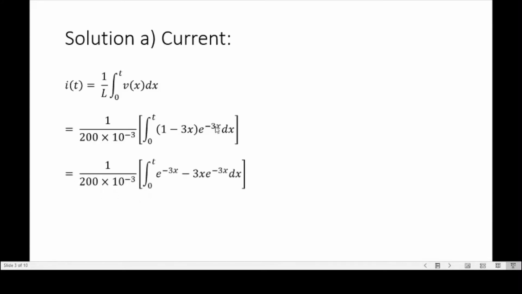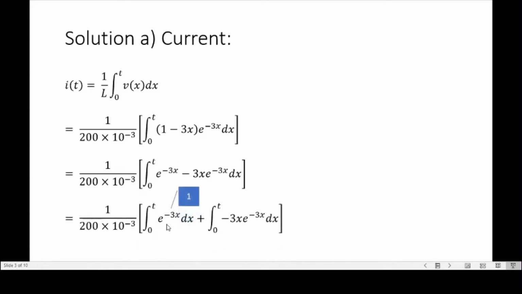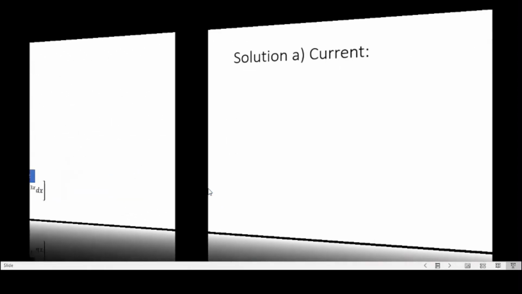So if we do that, we could distribute e to the negative 3x into this bracket over here, where we get e to the negative 3x minus 3x e to the negative 3x dx. What we could do from here is say, well, it's a linear formula. So we could separate this into two integrals: one integral, e to the negative 3x dx, and the other integral, negative 3x e to the negative 3x dx.